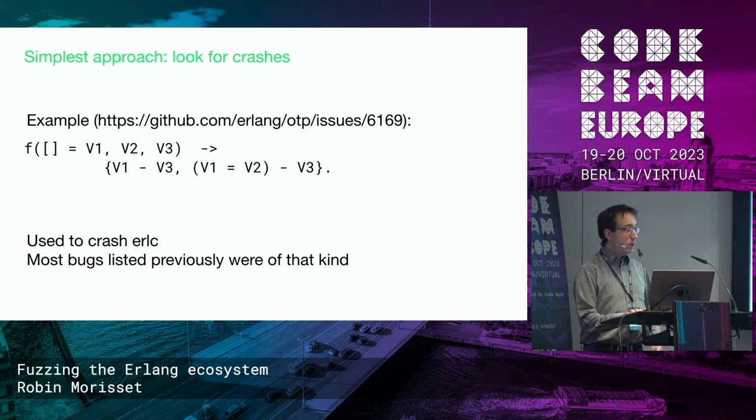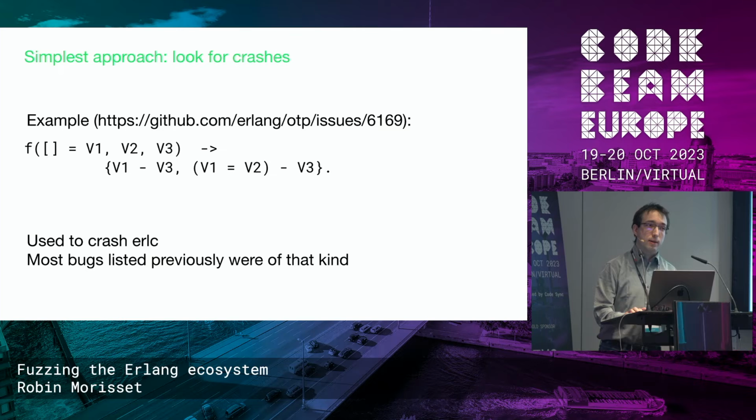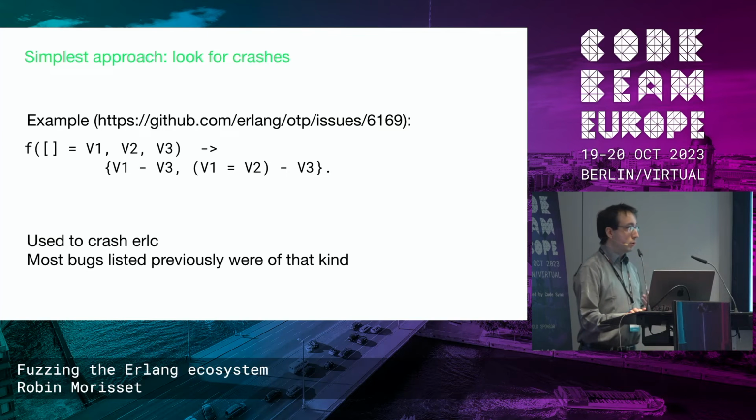So what do these bugs look like? Most of them are just crashes. That's an example of one of the earliest bugs it found. This is a pretty small snippet of code, but it was enough to crash erlc. One issue if you do things like that is that sometimes you won't see the bugs because erlc might completely misbehave but without crashing.